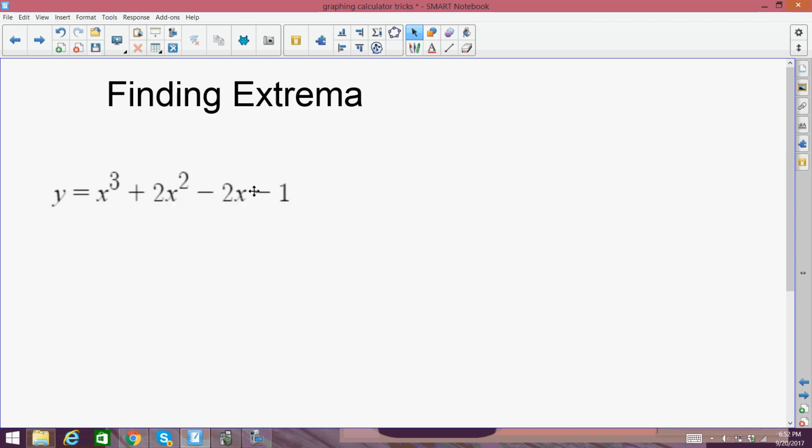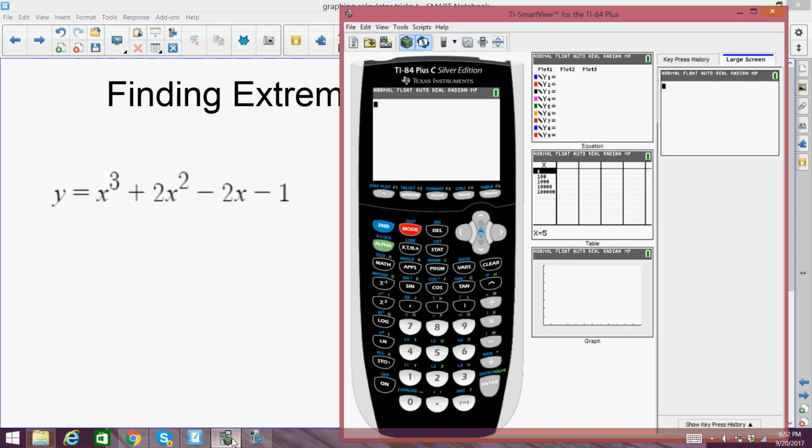Here is the function that we're going to look at, and I'm going to bring my calculator up here. What you're going to do first is put the function onto your y screen here. Make sure that all of your plots are off and that you're not trying to graph anything else at the same time. That way the windows won't compete. So we have x cubed plus 2x squared minus 2x minus 1.